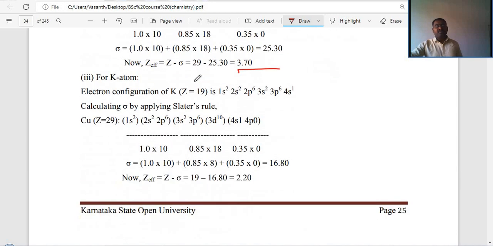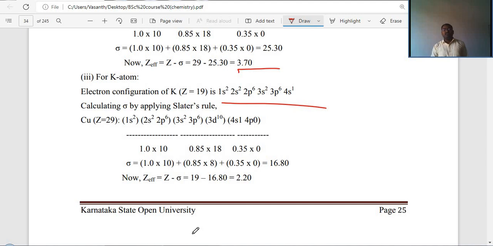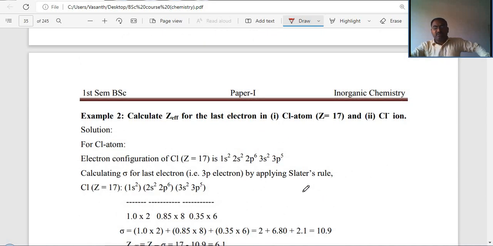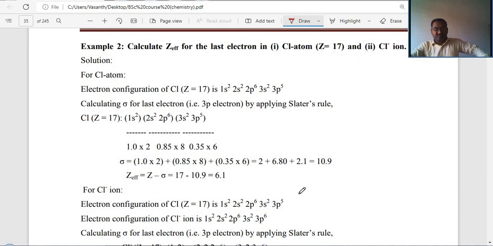Next we consider the potassium atom electronic configuration: 1s, 2s, 3p, 4s1. We have to change the values here: 10 into 10, here 18 electrons into 0.5, here 0.35 into 0. With the help of Slater's formula, we have to calculate the effect.